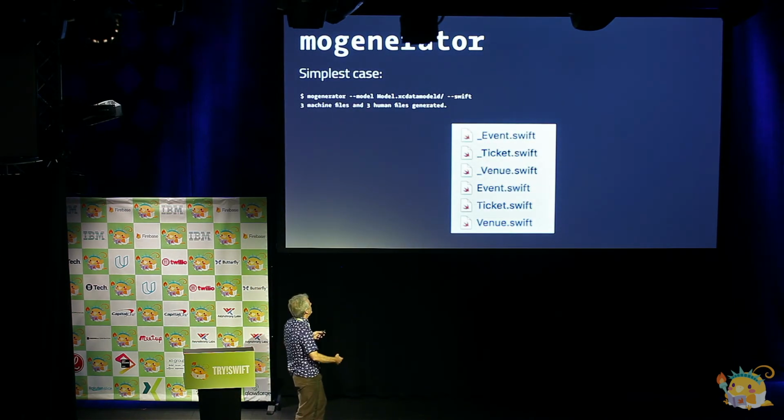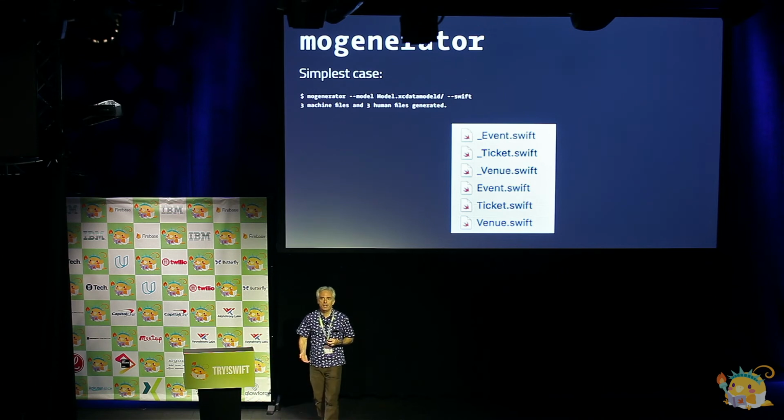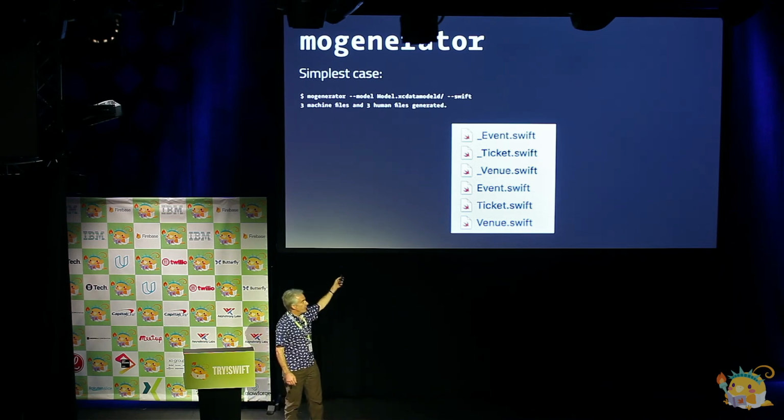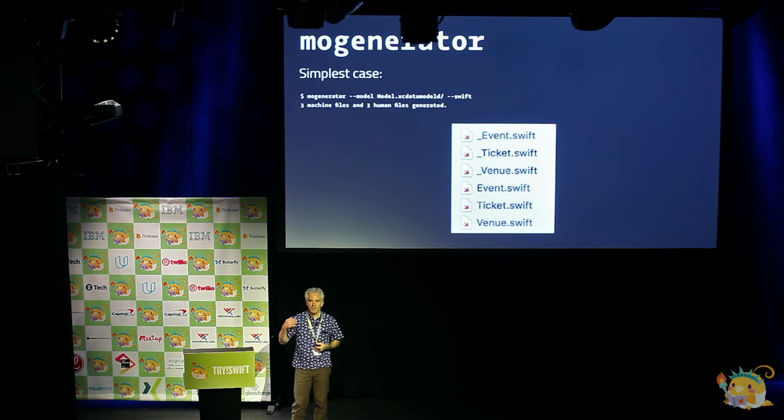In the simplest case, you just run this at the command line. You can build this in as an Xcode build phase if you want, which saves you a little bit of time going back and forth to terminal, so that you can have it automatically regenerate every time you change the model. And it generates 2 files for each entity. The ones on the top with the underscores contain all the boilerplate code that you shouldn't touch because it gets regenerated every time you run the program.